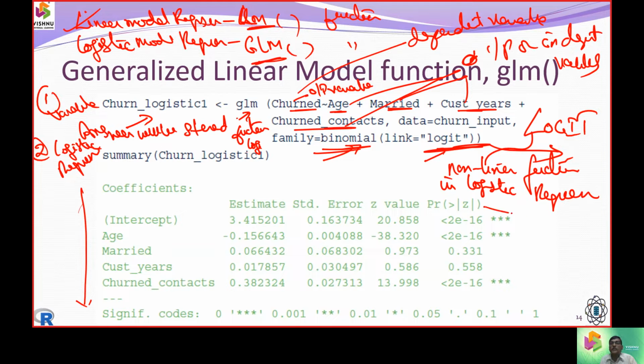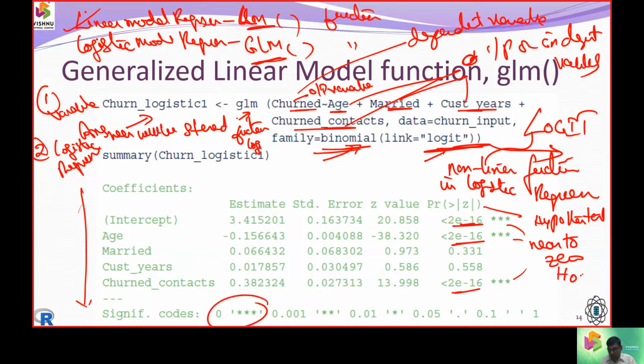Now Pr(>|z|), it is going to say the hypothesis test. You can say it is almost nearer to 0. Now you can say they are near to 0. So we have 0 significance, that is H0. So we go with the null hypothesis. So we have, it is almost less than 0.